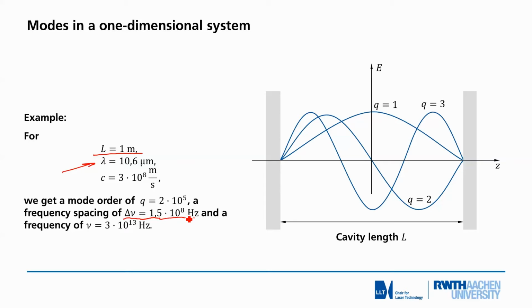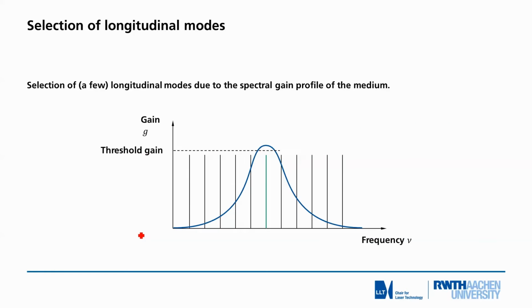The frequency of the laser itself is somewhere around 3 times 10 to the 13 hertz at a wavelength of 10.6 micron. If we compare this frequency spacing of the longitudinal modes, and here in this frequency spectrum you can see the spacing. The spacing, delta nu, was, as you remember, c over 2L. That's the spacing of the frequency.